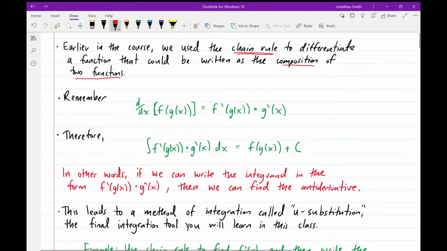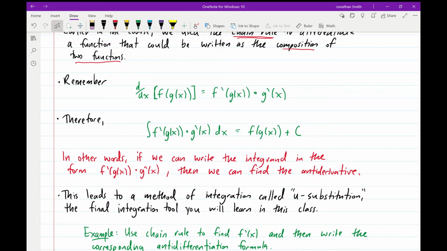So let's remember that rule. If I have a function f of g of x and I want to take the derivative, then we said this is equal to f prime of g of x times g prime of x, or put in another way, the derivative of the outer function of the inner function times the derivative of the inner function.